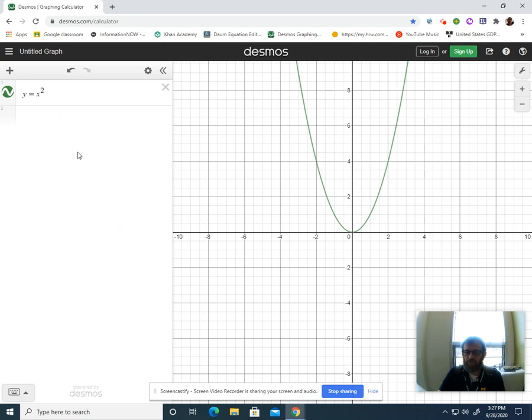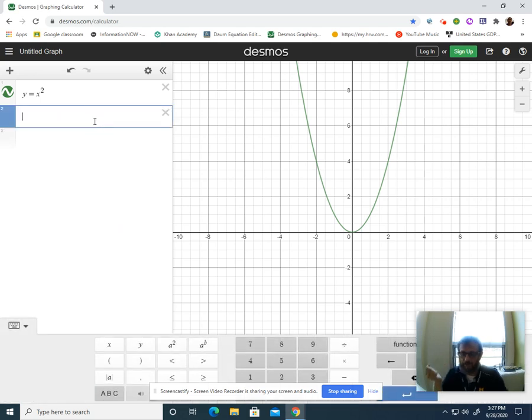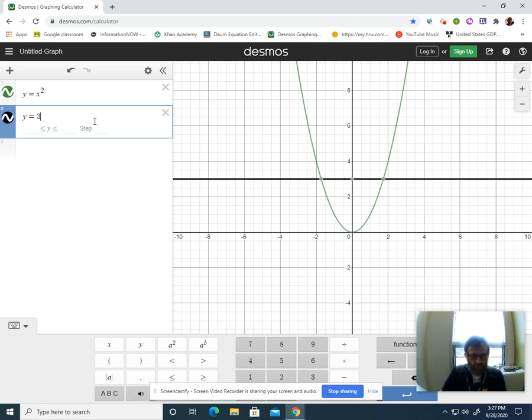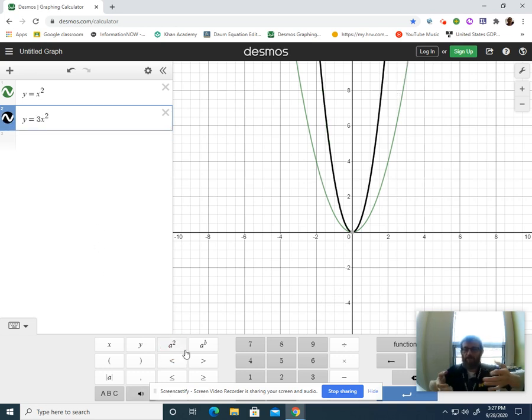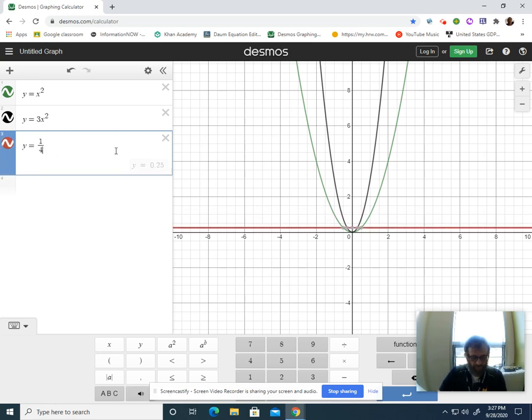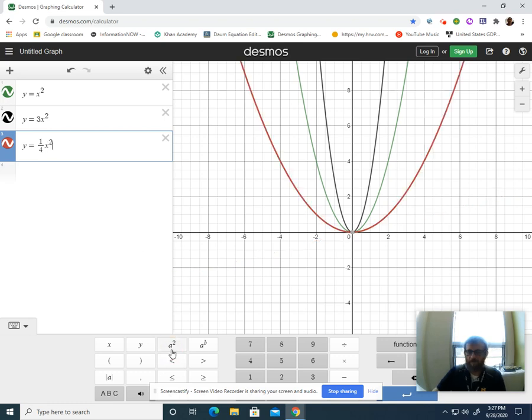So we can also do the stretchy bendy thing, like we were doing with the line. Well, if I make this y equals 3x squared, it's as though I grabbed it and started pulling it up. It's called a vertical stretch. If I did y equals 1/4 x squared, it's like you pressed down on that green one and it kind of opened up and it made the big U much larger.